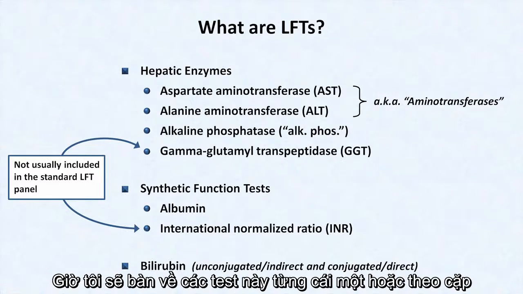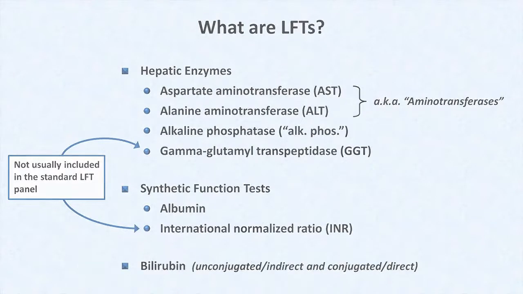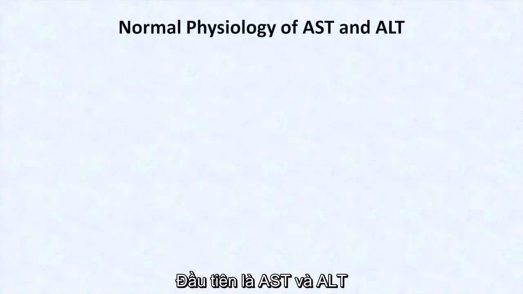I'm going to now discuss these labs either one at a time or in pairs, including both the normal physiology of each and etiologies of potential derangements. First up are AST and ALT.